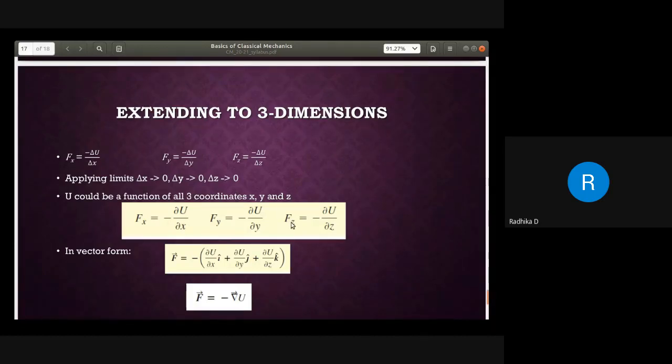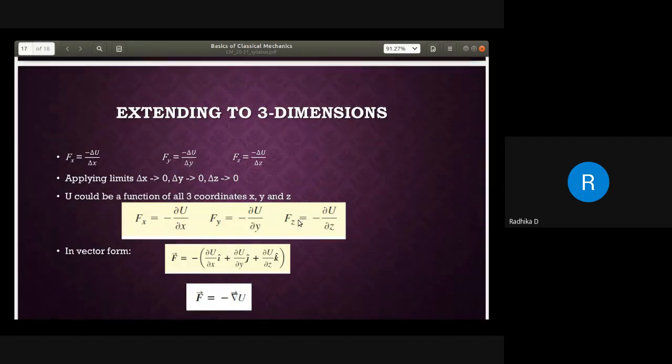Fz will be minus ∂U/∂z, where U is constant in x and y direction. I had it actually as a total differentiation, but when I consider that the potential energy is a function of x, y, and z, and I apply the condition that when I take a derivative with respect to x, the potential energy is constant in y and z, I can write it as a partial derivative. Similarly for y and z. So I got three components, Fx, Fy, and Fz.